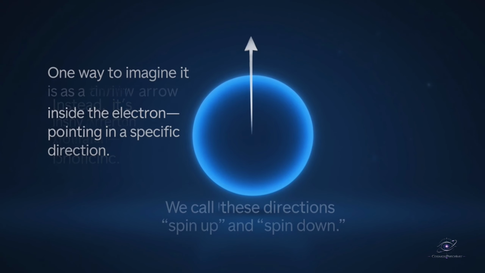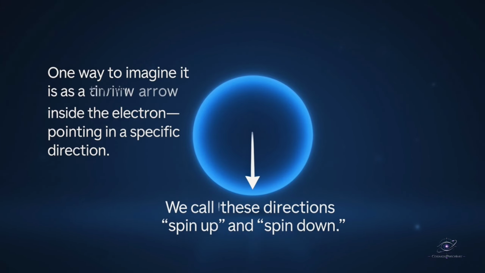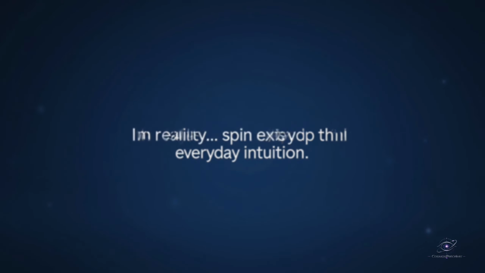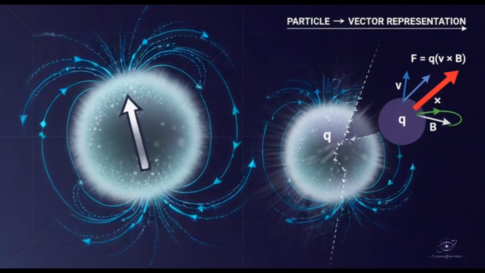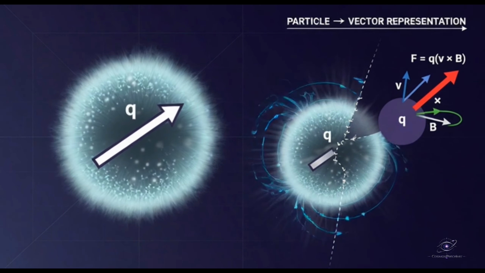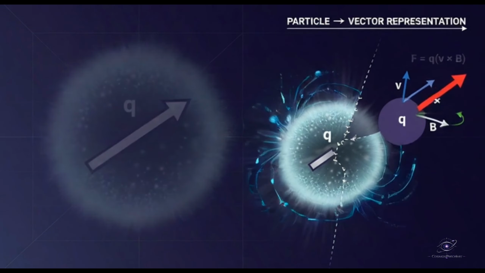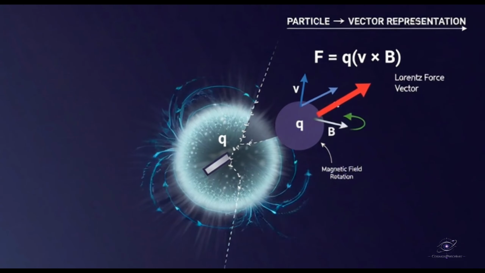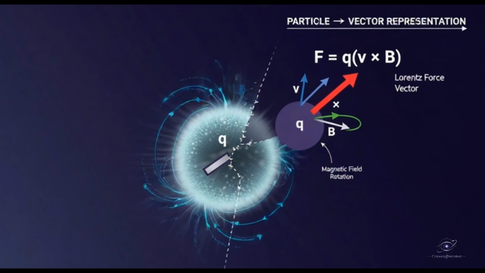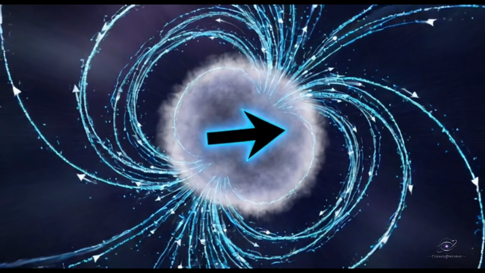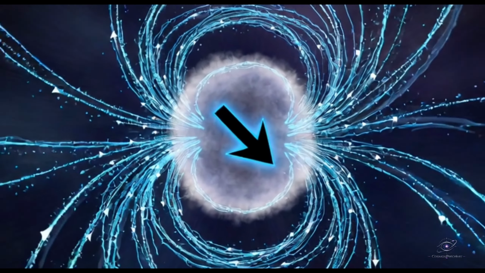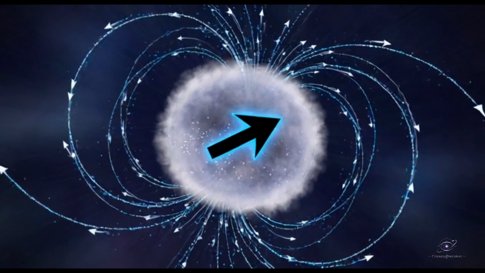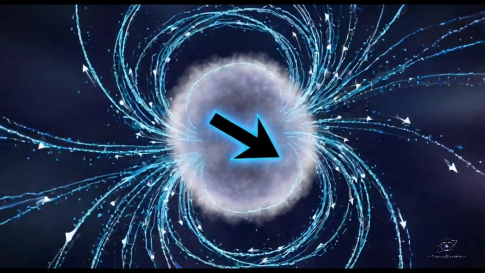Here's the key insight. Quantum spin is not motion. It's not rotation in space. It's not something you could ever see. Instead, it's a built-in property of particles, like mass or charge. One way to imagine it is as a tiny arrow inside the electron, pointing in a specific direction. We call these directions spin up and spin down. But don't be fooled. This is just a model to help us think. In reality, spin exists beyond our everyday intuition.